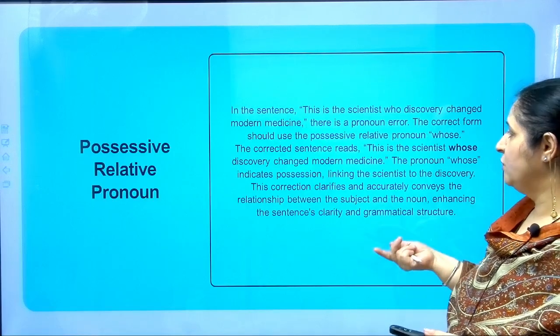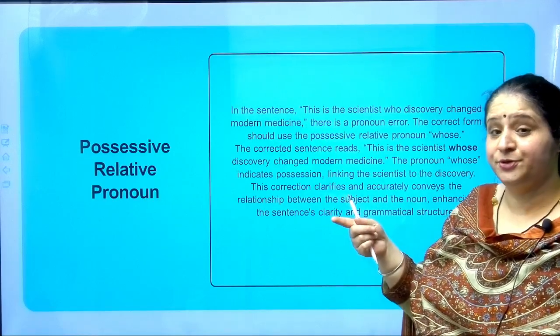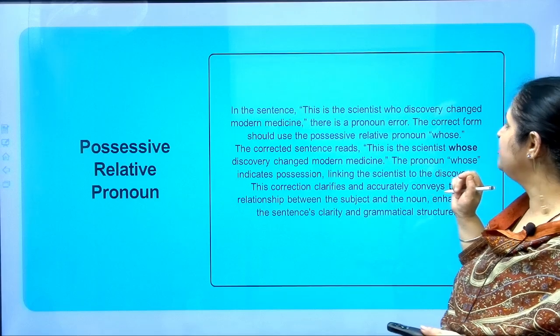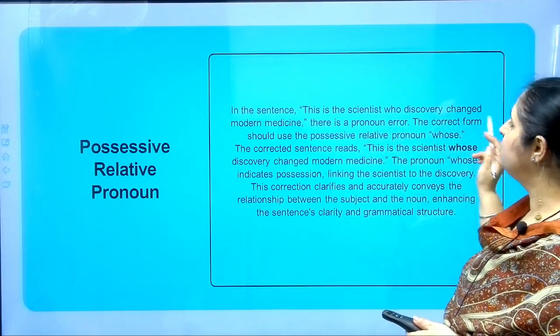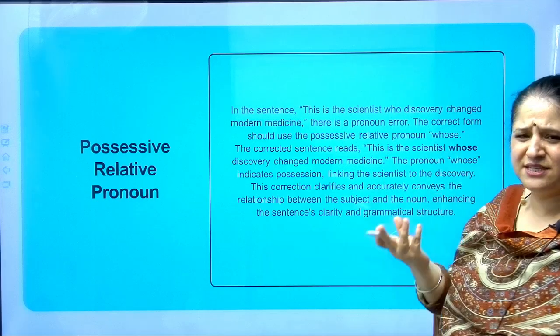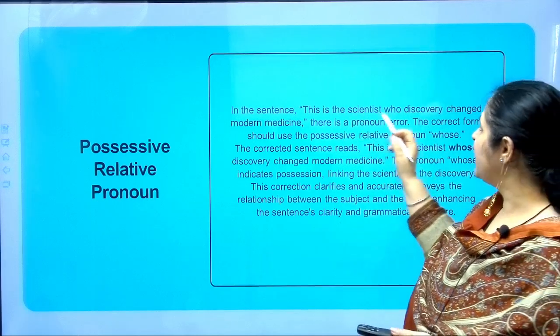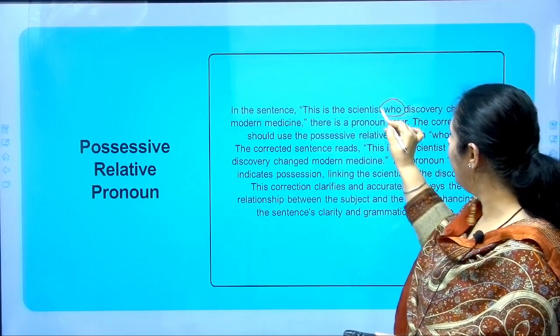Possessive relative pronoun. Right? Possessive relative pronoun. Now let me give you an example and try to make you understand. This is the scientist who discovery changed modern medicine. Now this is an easy one, you know that. This is the scientist who discovery होगा.